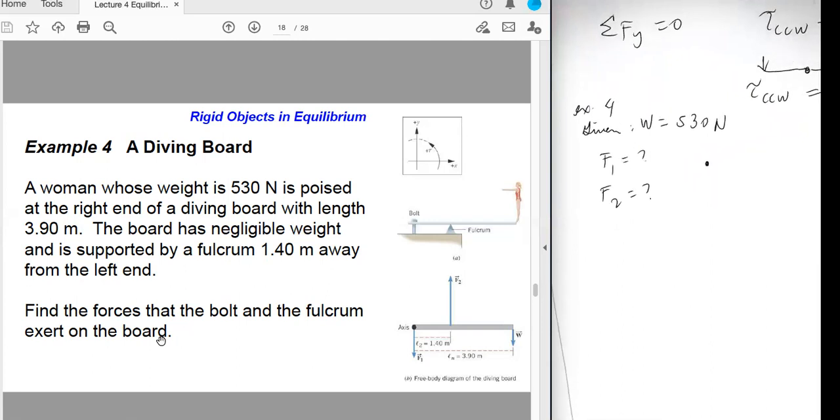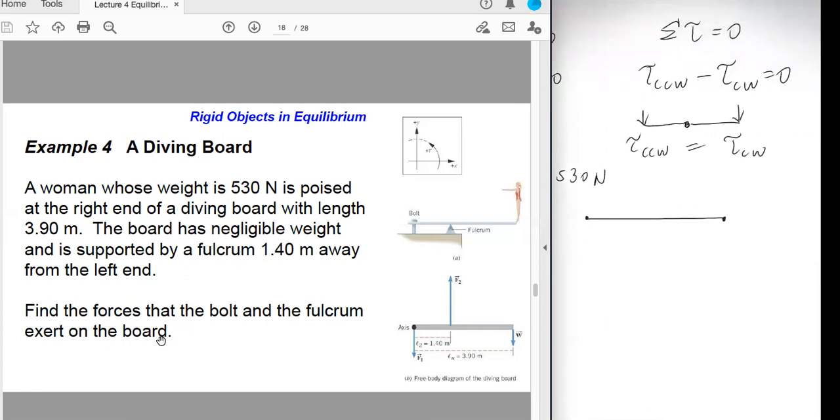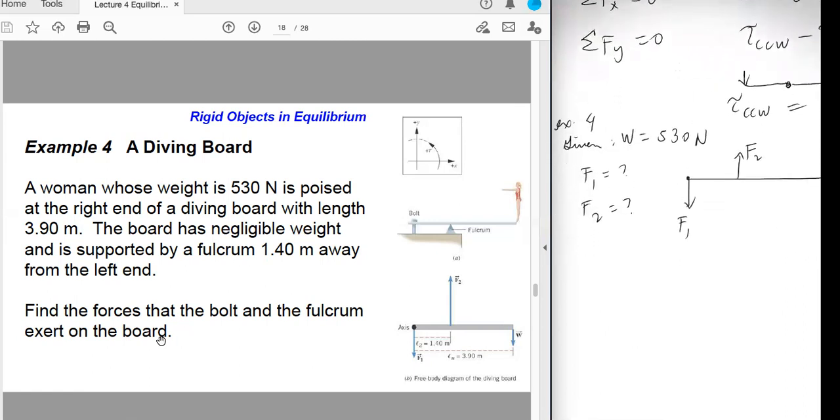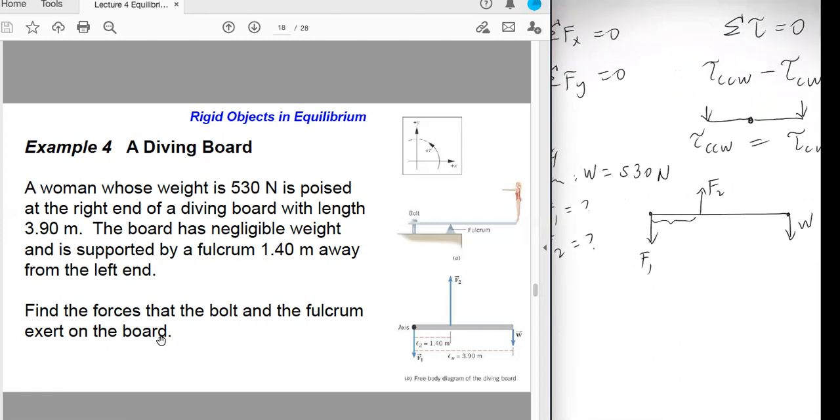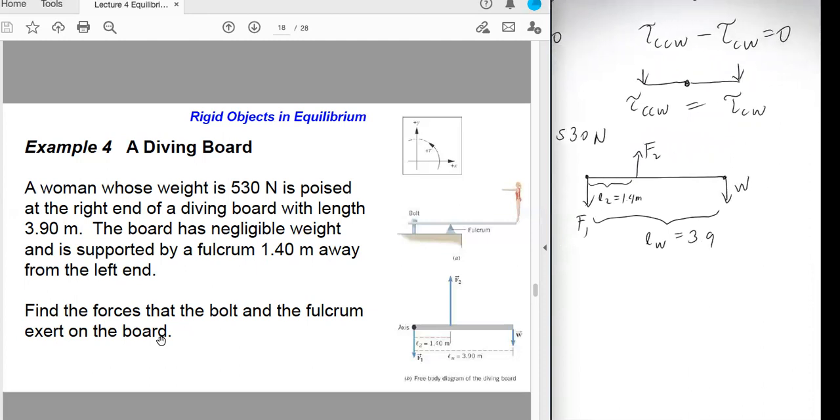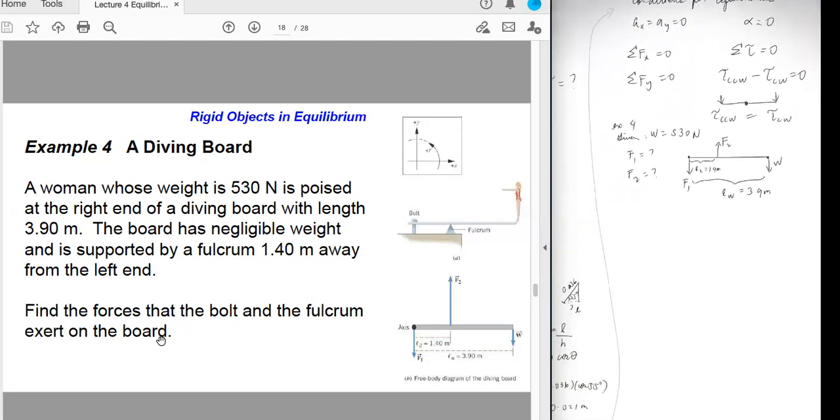So let's say this is the weight. Okay, this is the fulcrum, let's call it F2. This one at the boat is F1. This is its lever arm, let's call it lever arm 2, 1.4 meter. This is the lever arm of the weight, 3.9 meter, which is just the total length. So how do we solve this? You can use either this one or that one.